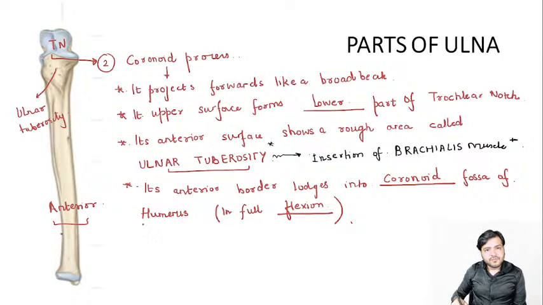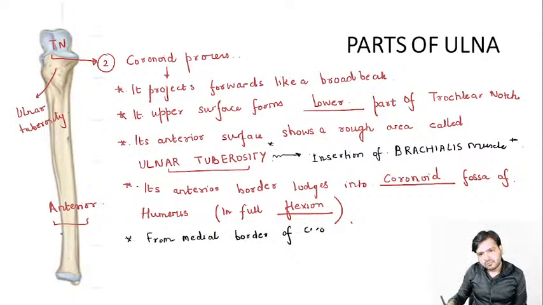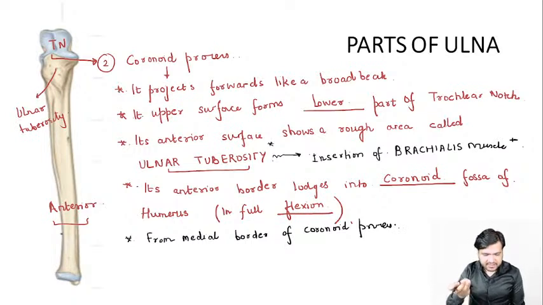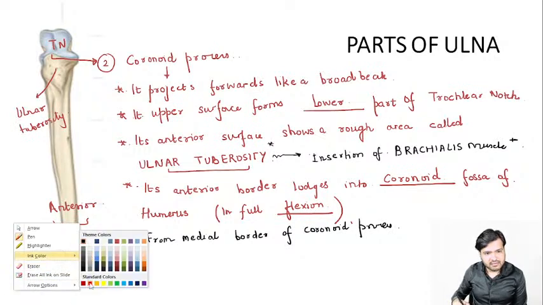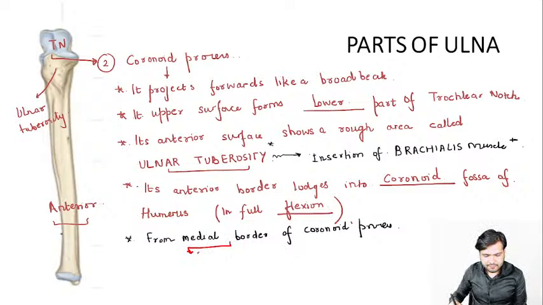Now guys, from the medial border of the coronoid process, basically two muscles are attached. Okay, like there is origin of two major muscles from here. And write down that we have flexor digitorum superficialis.